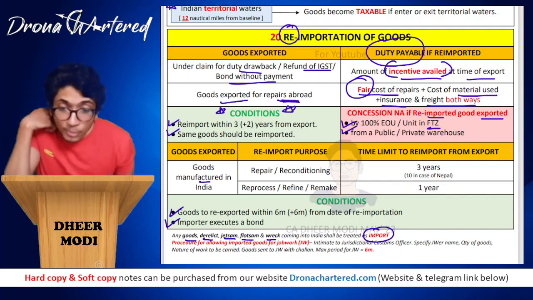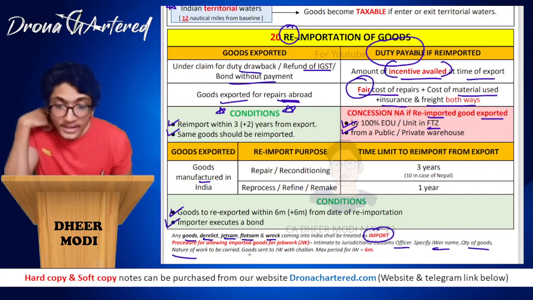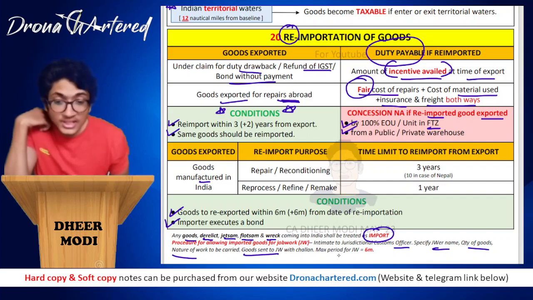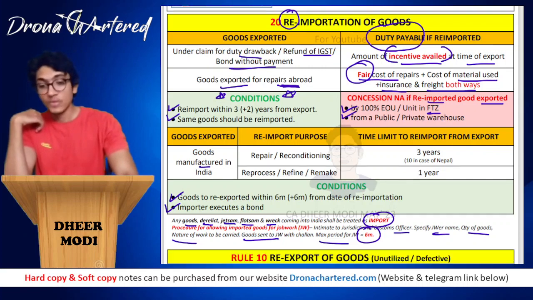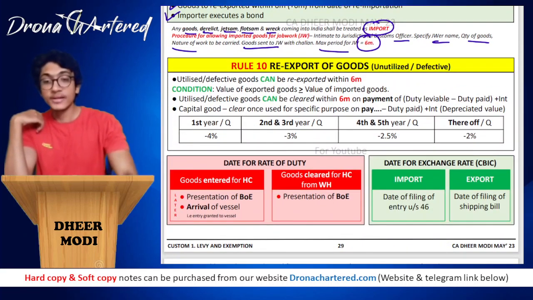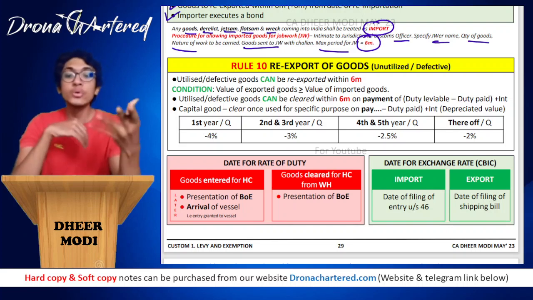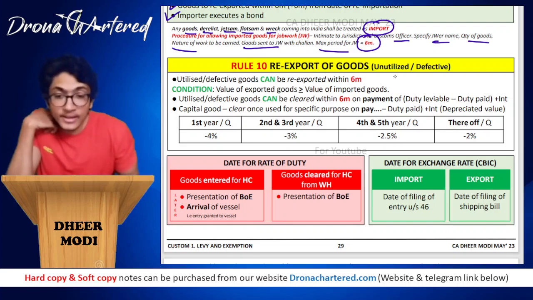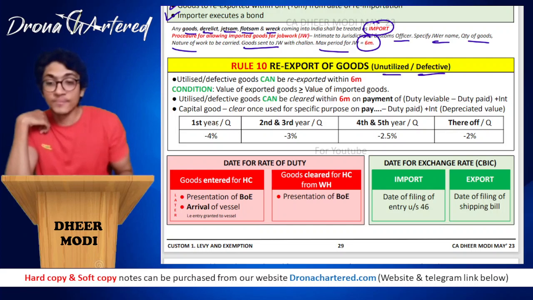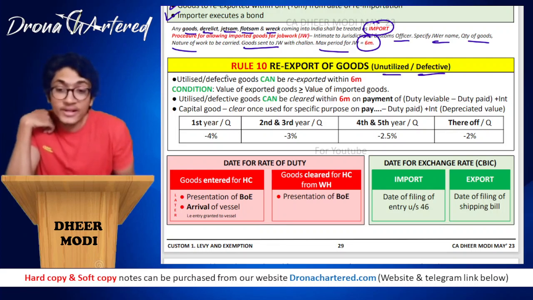Procedure for allowing imported goods for job work. So intimate to the jurisdictional customs office, specify the job worker name, quantity of goods, nature of work to be carried, goods sent to job worker with challan, and maximum period for job work will be 6 months. Okay, next is your rule 10, that is re-export of goods. What we did was re-import of goods. Now we are doing re-export of goods. That is any unutilized or defective goods. So any unutilized or defective goods can be re-exported within a period of 6 months.